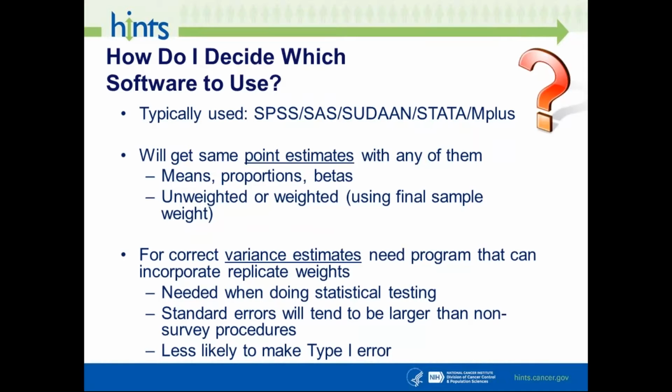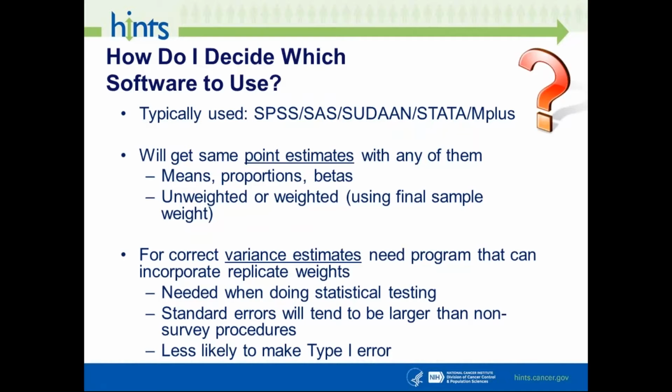So it might be harder to reject the null hypothesis if you're incorporating the replicate weights. However, I would argue that's not so bad, because you're actually less likely to make a type 1 error. If you remember from stats class, a type 1 error is when you reject a true null hypothesis. In other words, you think there is a difference, but it actually isn't true. So it's going to be harder to do that if you use the replicate weights, and those are the correct variance estimates. If you compare a survey procedure versus a non-survey procedure, it's actually a good thing because you are getting your correct variance estimates.